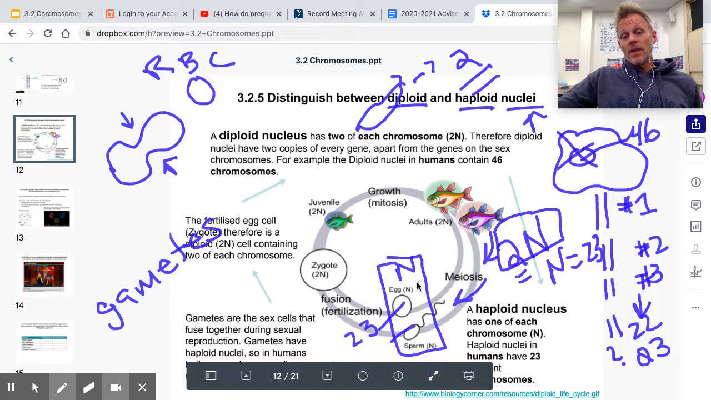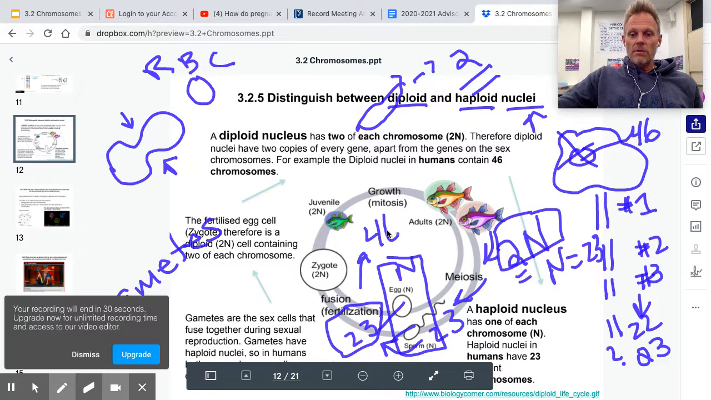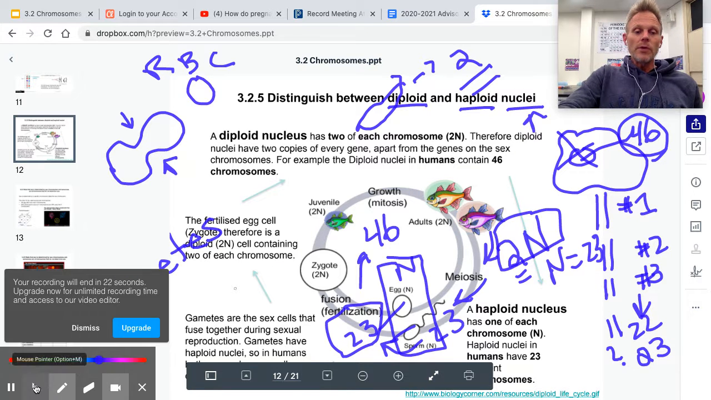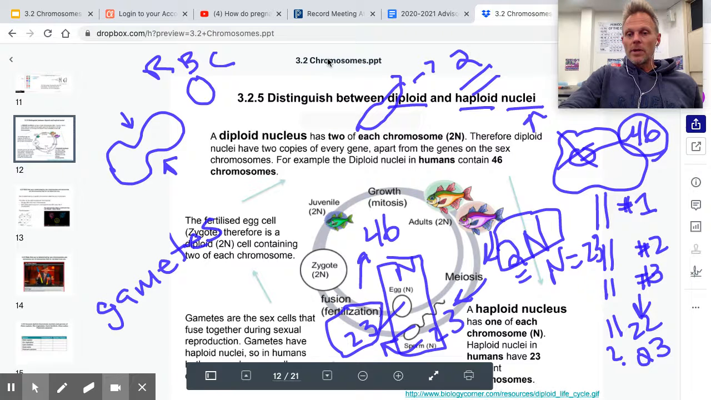individuals, no pair, all by their lonesome self. And the reason for that is because if we didn't cut 46 in half and create 23, then we would have way too many chromosomes, right? So this is like a perfect situation. You have an egg with 23, you have a sperm with 23, they get together and they make a human that has 46 chromosomes, just like it's supposed to have. So that is the difference between a diploid and a haploid nucleus.